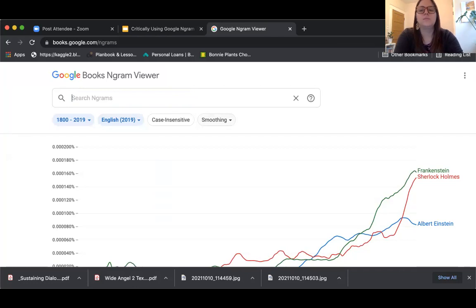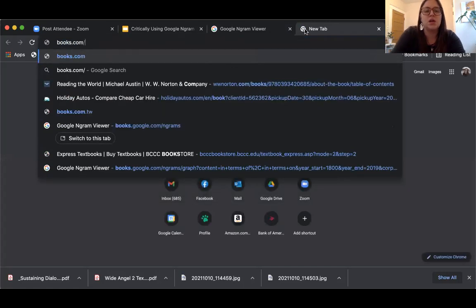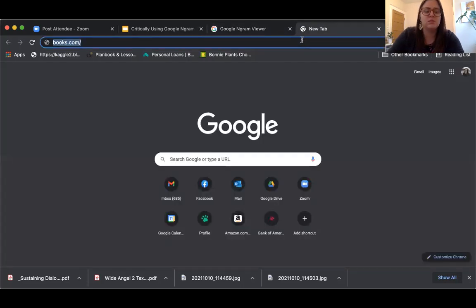I like how they just kind of put a funny thing here, is the same. So like tall man, high man. So basically what you do is you go to books.google.com, my bad.